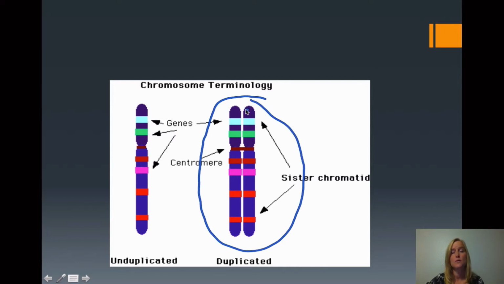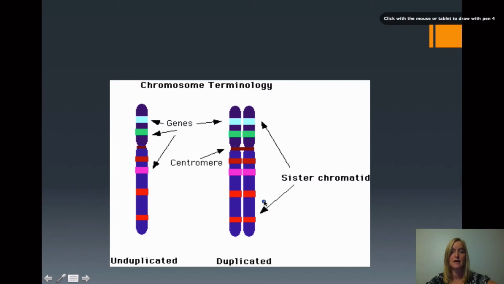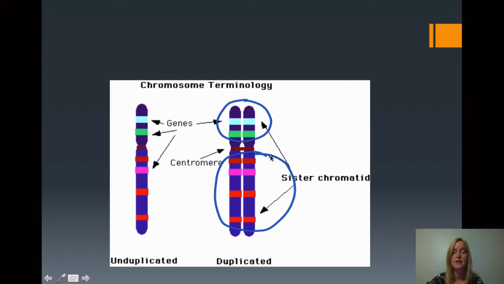And so what we see with the duplicated chromosomes is we have a centromere here that links them together, still have the genes on each part of it, and we have what we call sister chromatids. So this is a sister chromatid here. So we have a sister chromatid here, and we have a sister chromatid here. And basically these are just the matching ends of the chromosome. So these genes on this part right here match up to these genes on this part right here.